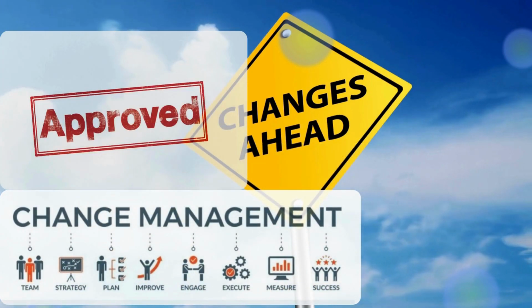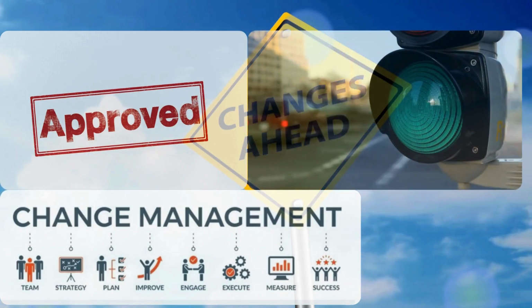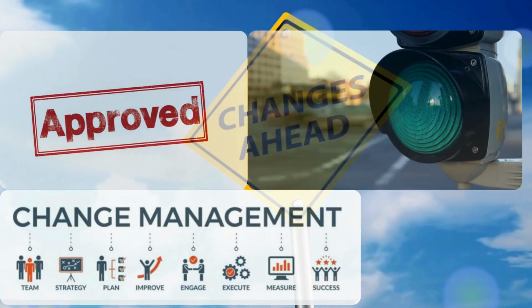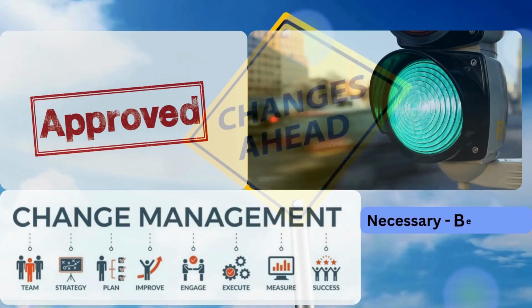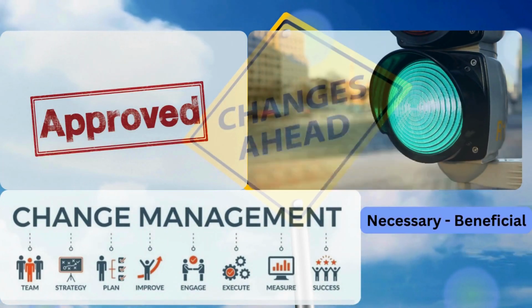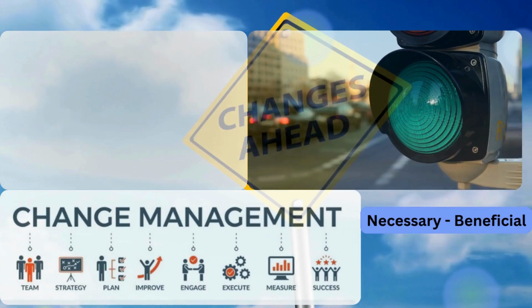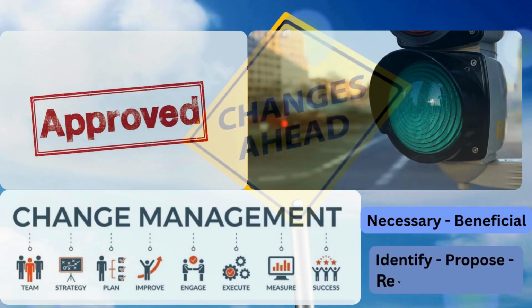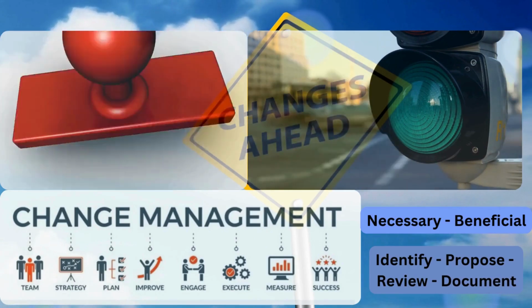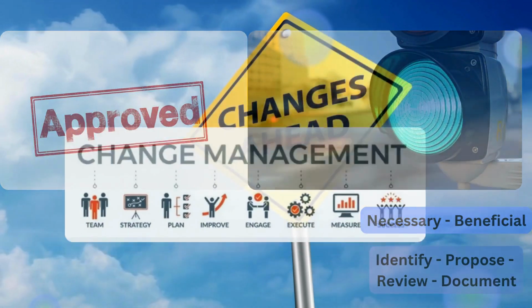The approval process is like getting a green light for a new project. It ensures that the changes are necessary, beneficial, and they are in line with the company's goals. The process usually involves identifying the need for change, proposing the change, reviewing and approval, as well as documentation. Ownership.